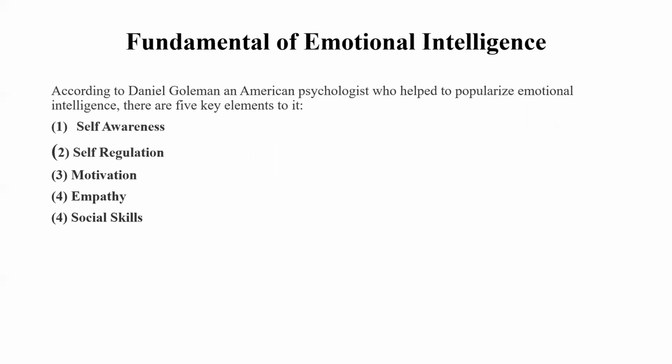Then, the fundamentals of emotional intelligence. According to Daniel Goleman, an American psychologist who helped to popularize emotional intelligence, there are five key elements to it. First is self-awareness, second is self-regulation, third one is motivation, fourth one is empathy, and fifth one is the social skills.